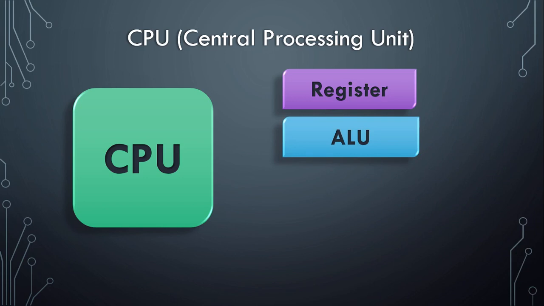Coming to the next component, that is the ALU. It stands for arithmetic logic unit. An ALU is an integrated circuit within a CPU that performs the arithmetic and logical operations. Arithmetic operations include the addition and subtraction of integers, while logical operations include Boolean comparisons such as AND or NOT operations. ALUs are designed to perform integer calculations.